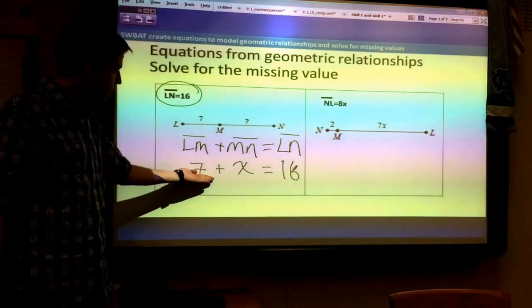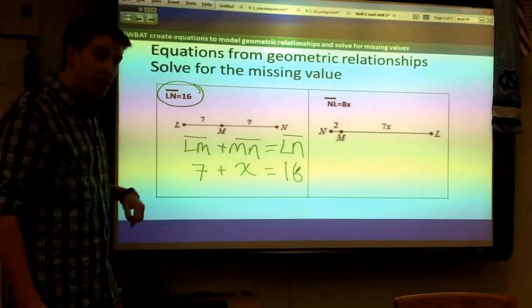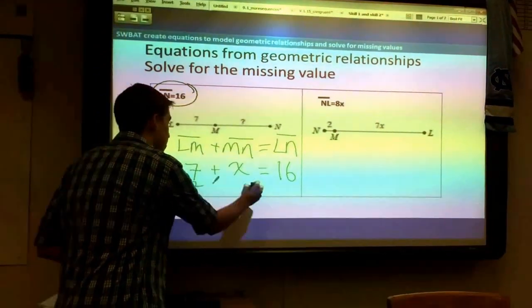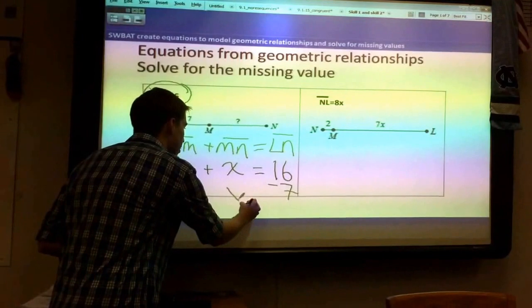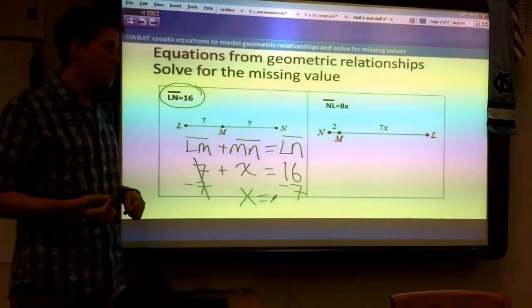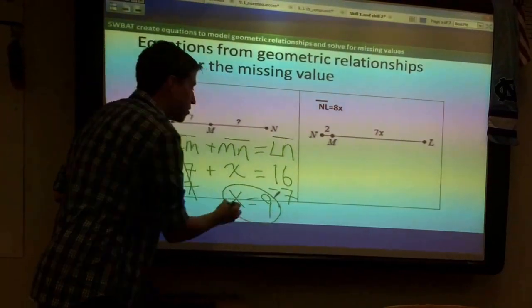We just have to move that 7 over to get x all alone, nice and isolated. Since it's positive, I'm going to subtract it from both sides. 7 minus 7 is 0. 16 minus 7 will give us our correct answer of 9.